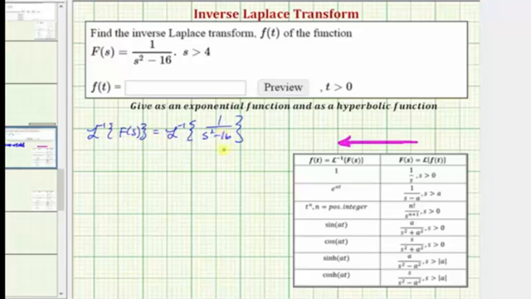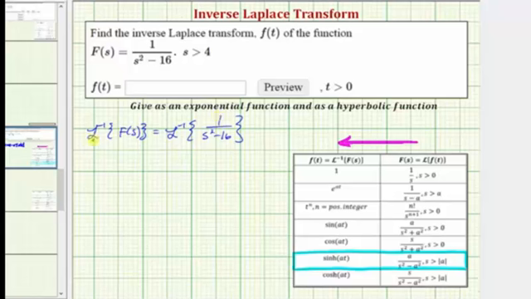Let's focus on the denominator, which is s squared minus 16. Notice how these two have a denominator of s squared minus a squared, but here we have a numerator of s, and here we have a numerator of a, which is a constant, which means we'll use this row to determine the inverse Laplace transform involving hyperbolic sine. So we'll first find f of t using a hyperbolic function, then we'll find it using an exponential function.